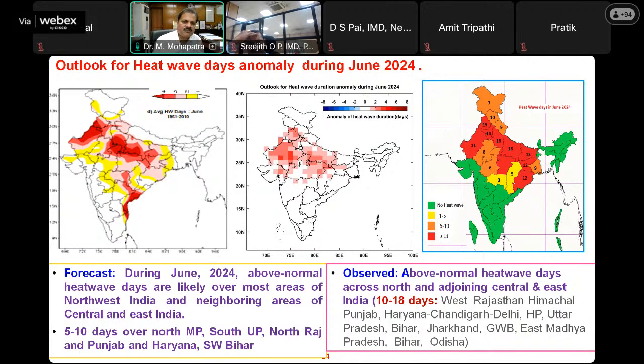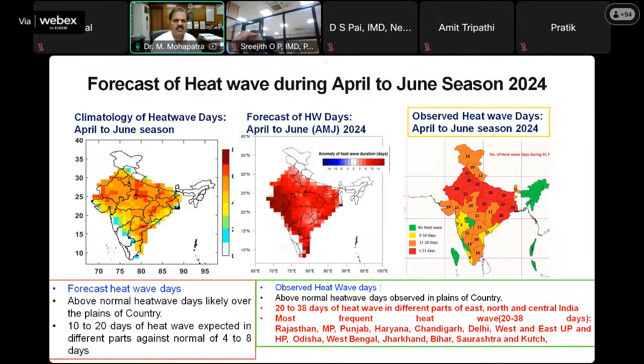Now let us look at the season, April to June. The June season is ending. For April to June, this was the climatology on the left-hand side diagram. Right-hand side is the forecast, and rightmost is the actual. You'll find that most of the subdivisions where we predicted that there will be above normal heat wave conditions, it has occurred for these regions.